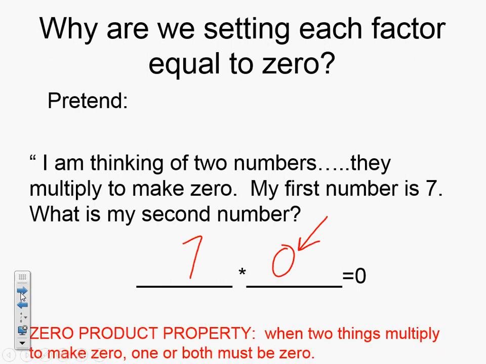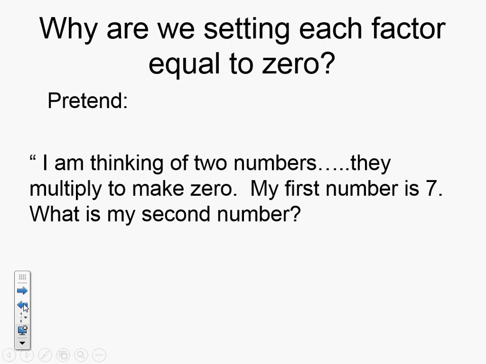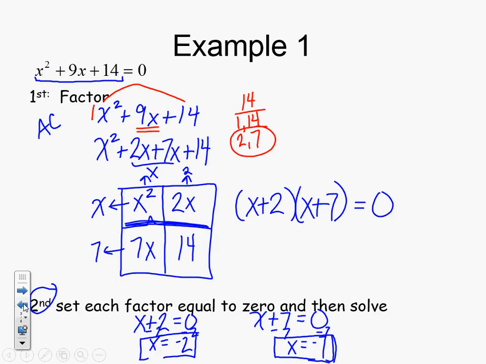So this is the idea of the zero product property. When two things multiply to make 0, two numbers, two expressions like we're talking about here in factoring, one or both must be 0. So remember back on that last problem, that's why we set it equal to 0. We said, hey, x plus 2 and x plus 7 are multiplying to make 0. That means either this one is 0 or this one is 0 or they're both 0. So that's why we set them equal to 0 and solve.